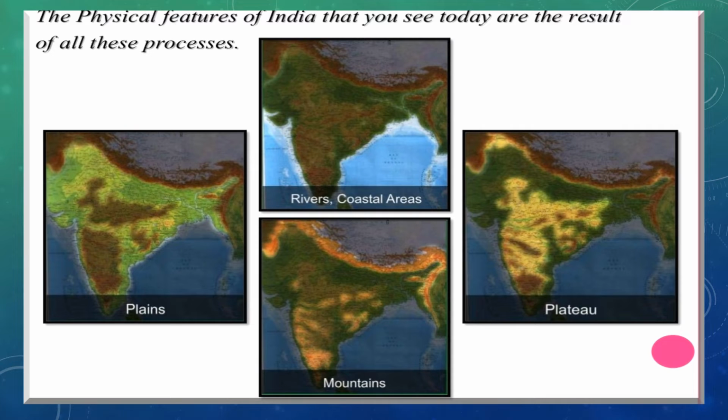And here individually on each of the 4 maps, you can see each of those places highlighted. If I start from the left, the plains are highlighted in green. If I go to the north, the rivers and the coastal areas are highlighted. If I go down south, the mountain ranges of the north have been highlighted. If I go east, the plateau region, in particular the Deccan Plateau, has been highlighted for you.